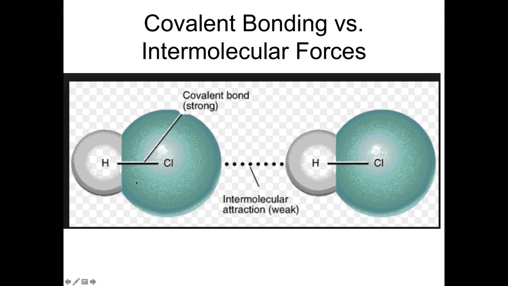If you notice this HCl, there's a very strong covalent bond between the hydrogen and the chlorine in this molecule. Then we have another hydrogen chlorine, which also has an incredibly strong bond. Where the intermolecular force comes in is that inter means between molecules, and that's the force of attraction between this HCl molecule and this HCl molecule.